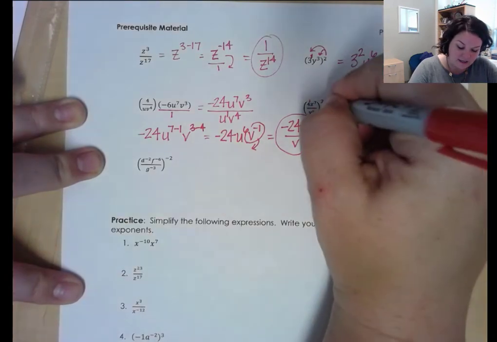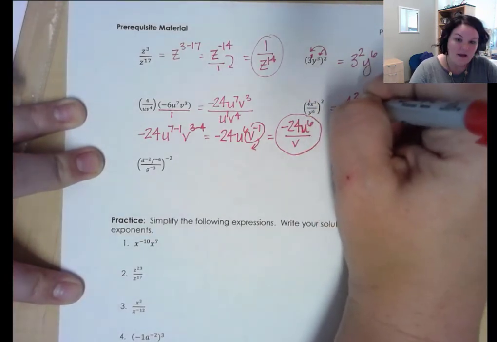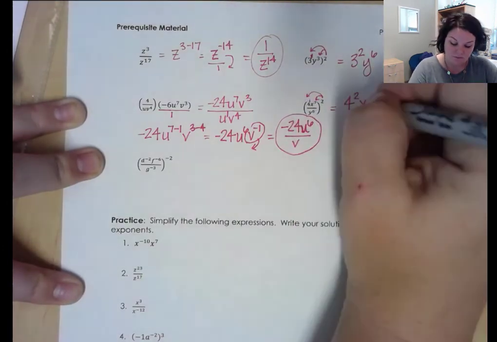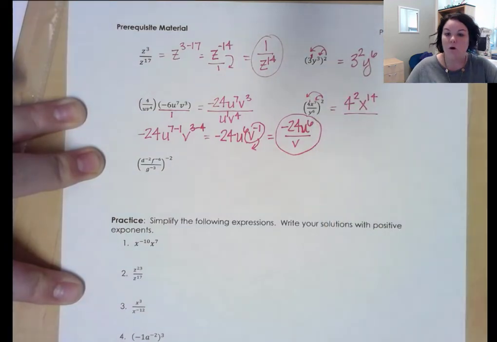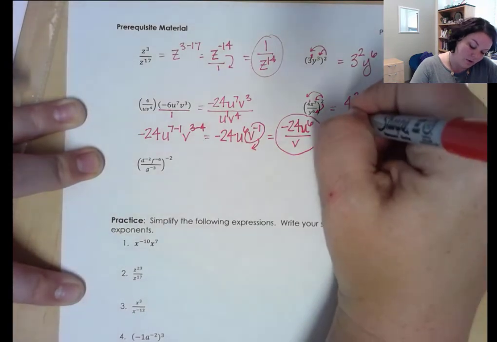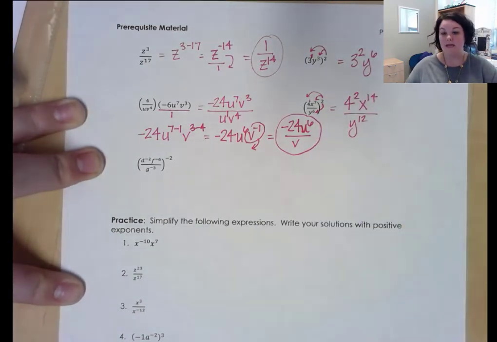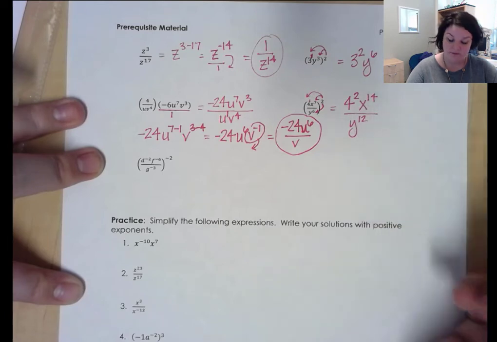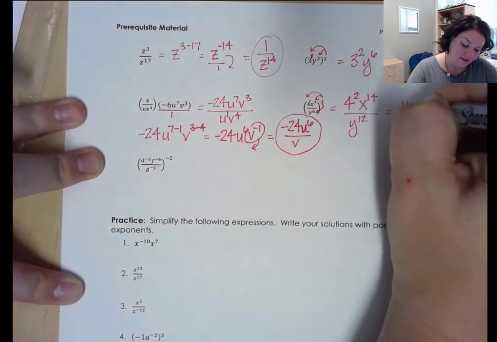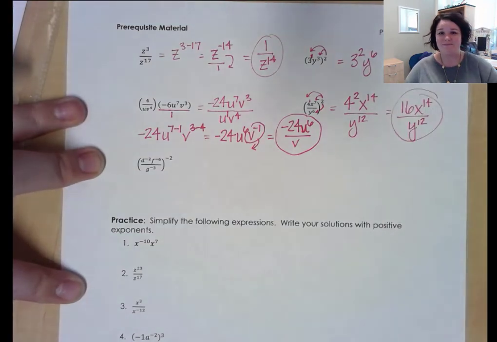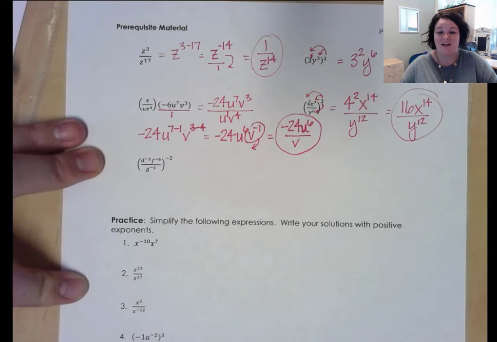All right, so this is going to give me 4 squared x to the, again, multiply exponent. So 7 times 2 gives me 14. All over y to the, when I distribute this 2 down to the 6th, I'm going to get y to the 12th. Okay. And then the only thing I have to do to simplify this one is write my 4 squared in a simplified form. So that gives me 16x to the 14th over y squared. And I just leave it like that. All right, one more, and then you get to tackle some of these.